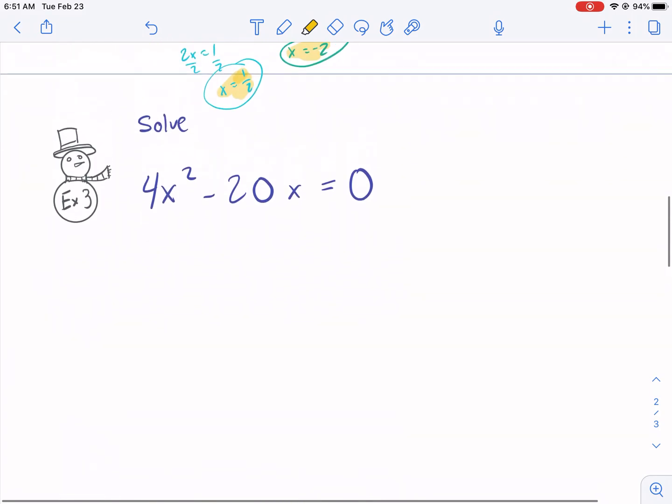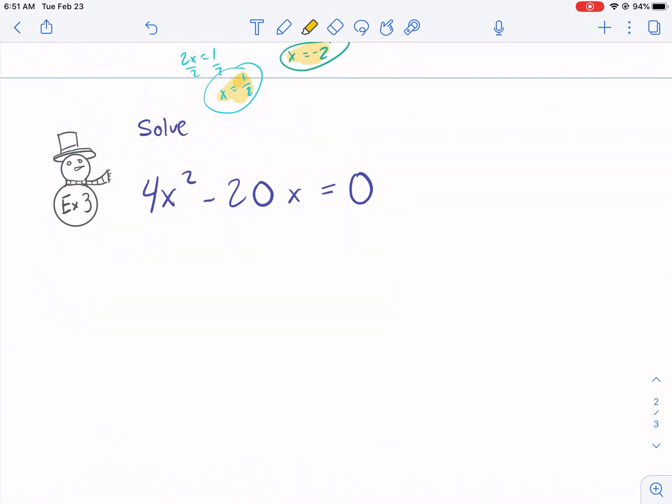Now we have another one. We have 4x squared minus 20x. Well, we're going to follow our procedure here that we learned in the last video, and we're always going to look for a GCF. Here we have a GCF. That means greatest common factor. The 4 and the 20 have a common factor, and then the x's have a common factor. So we're going to factor out 4x. That is the GCF, the greatest common factor between these. What's left? We have x minus 5 equals 0.